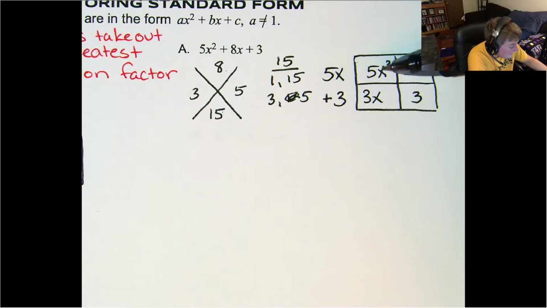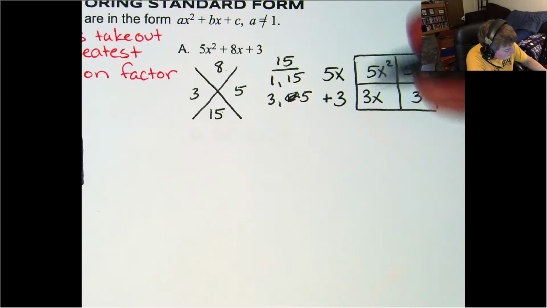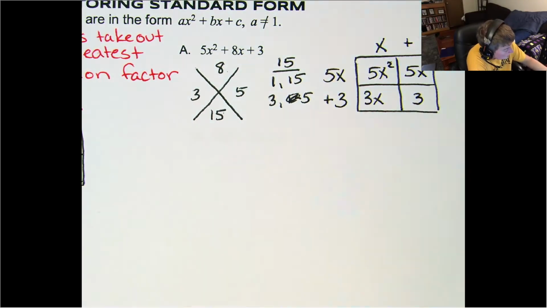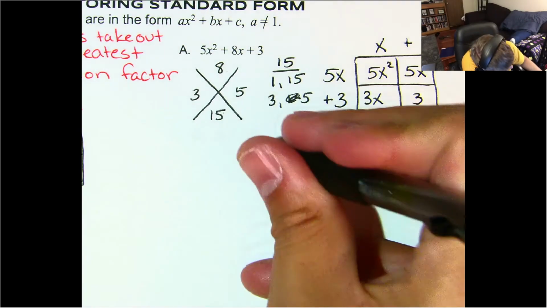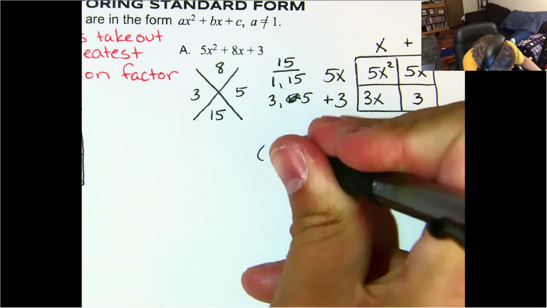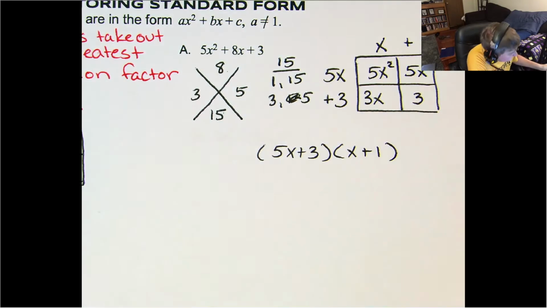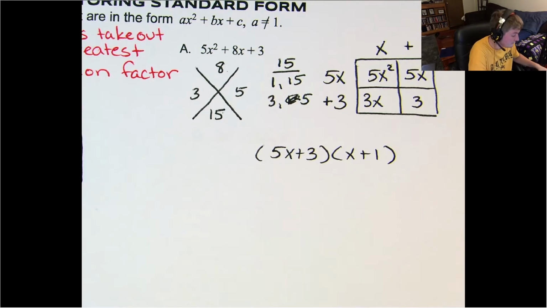3x and 5x squared, well, I have a common factor of x, and 3 and 5, the largest number that divides into each of those is 1, so that's just 1x. 3 and 5 again, the largest number that divides evenly out of those is just 1, so just plus 1. No x because there's no common factor of x. Meaning that 5x squared plus 8x plus 3 factors into 5x plus 3 times x plus 1. Okay, let's move to letter B.